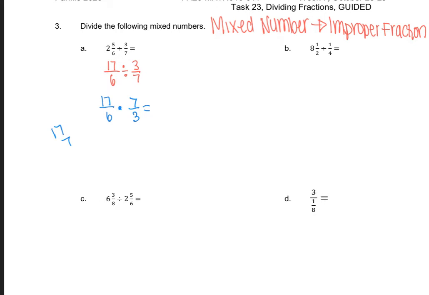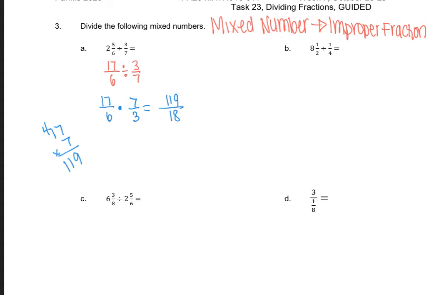17 by 7, I don't know off the top of my head. I don't have a multiplication chart with me. I get 119 over 18. Looking at that, they're not both even. 119 divided by 3, I don't believe that works. 119 may or may not be a prime number.